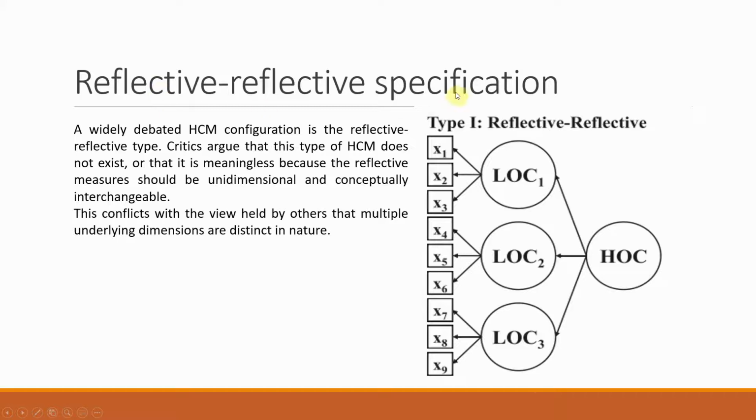Now, reflective specification. A widely debated HCM configuration is the reflective type. Critics argue that this type of HCM does not exist, or actually is meaningless, because the reflective measures should be unidimensional and conceptually interchangeable. However, this conflicts with the view held by others that multiple underlying dimensions are distinct in nature. So, although there is critique on whether there could be higher order reflective constructs, this approach is still available in the literature, whereas papers in good journals have used similar type 1 reflective higher order constructs.